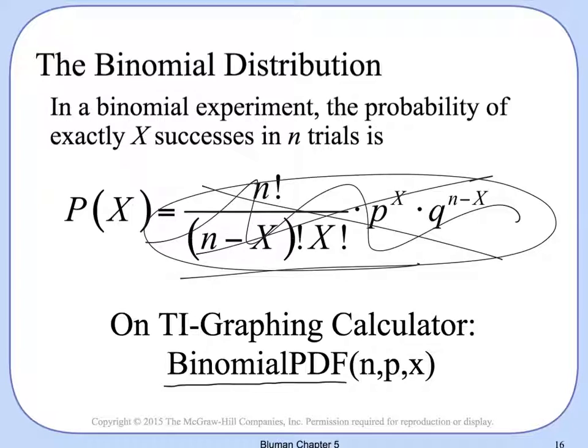Now, why are we finding binomial PDF? What do you think this stands for? Binomial, probability, distribution, and then the F stands for function. So binomial probability distribution function. I'm curious who can find that on their calculator, where it's at. If you search around, can you find it? You're looking for something that says binomial PDF.